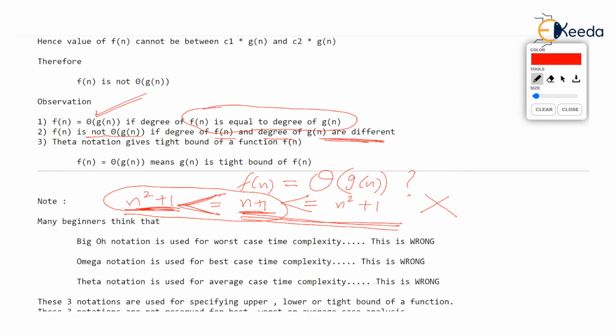Why can it not be proved? Because Fn was of degree 1, n plus 1. So it was of degree 1. And Gn was n square plus 1, degree 2. Degrees were unequal. So you can't prove Fn is theta of Gn. I hope you got this.